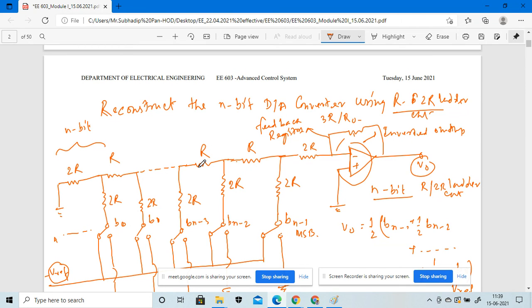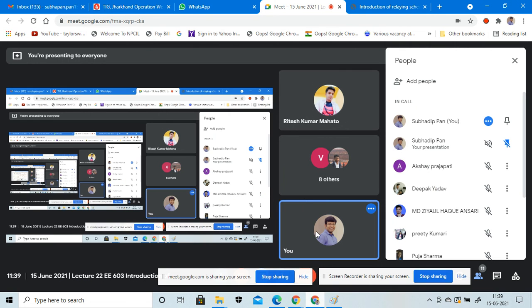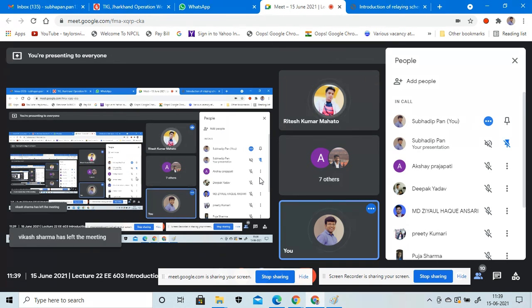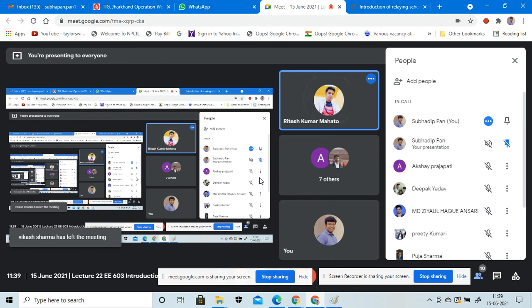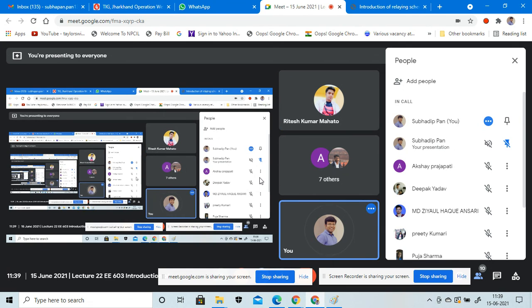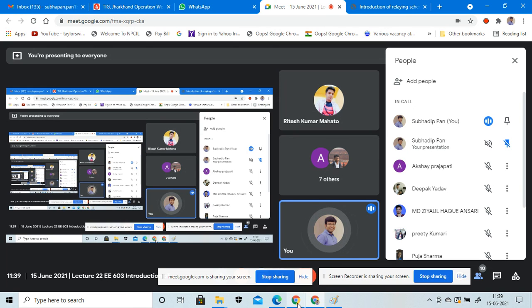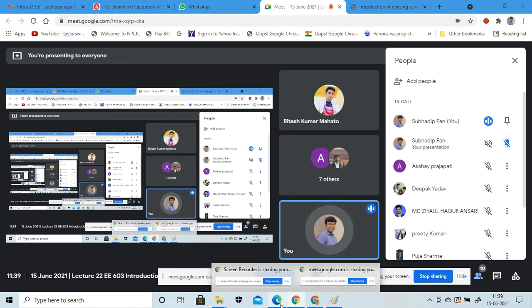One, Anjali? One is R-2R and another is just R-2R-4R. One is an integrated circuit. Yes, R, 2R, 4R. Another is the R-2R circuit. Okay, so we will see this from the diagram only.